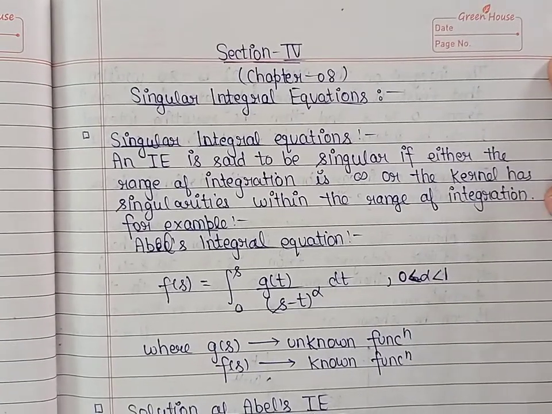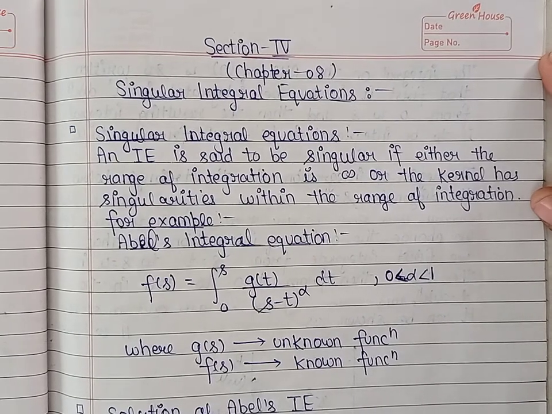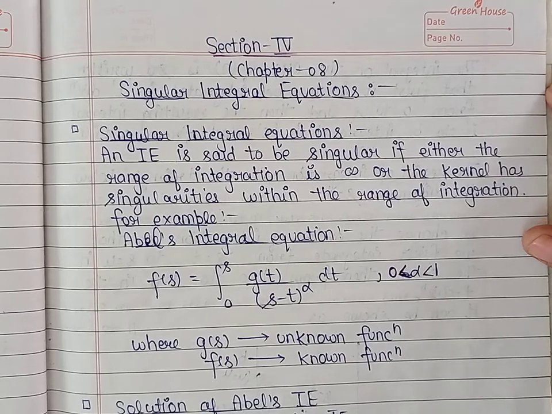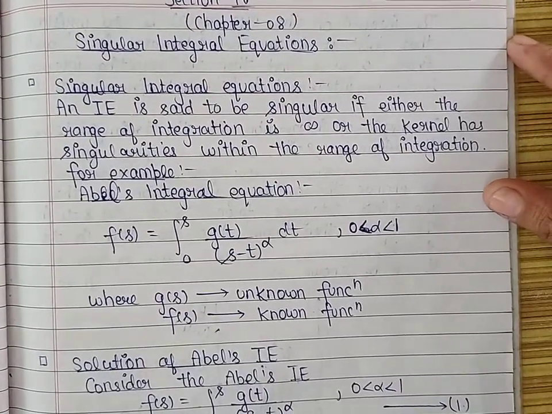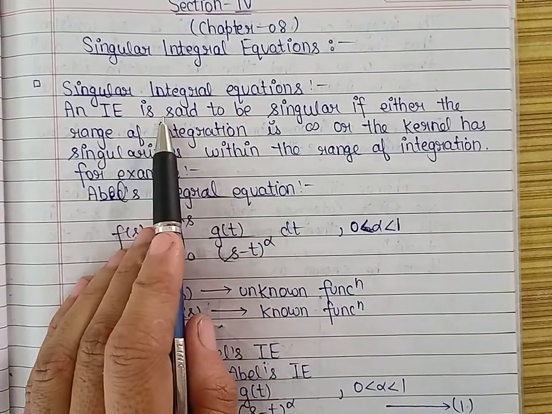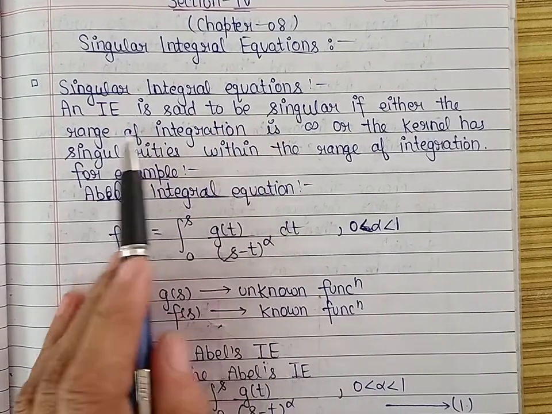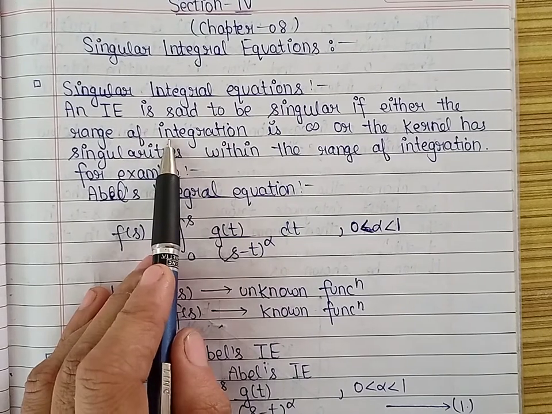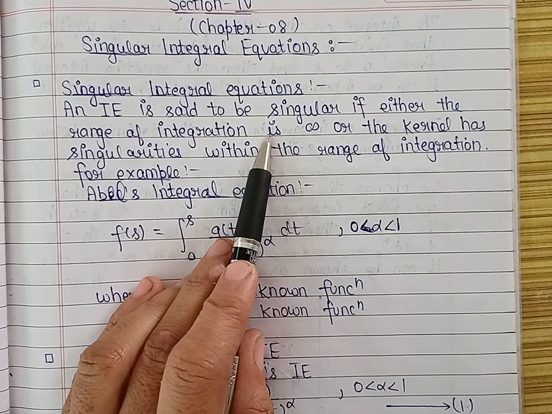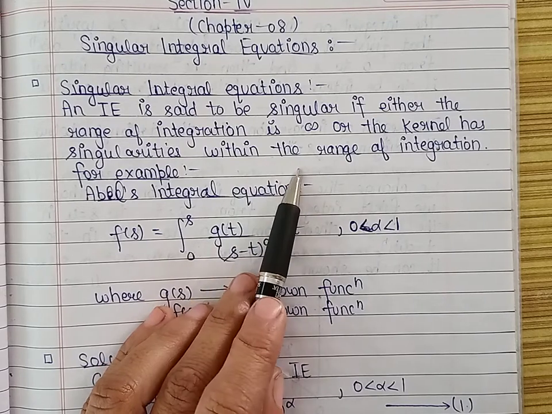Good morning, students. Today we'll start section 4 of integral equations, and our topic is singular integral equations. So first of all, we define what is a singular integral equation. An integral equation is said to be singular if either the range of integration is infinite or the kernel has singularities within the range of integration.